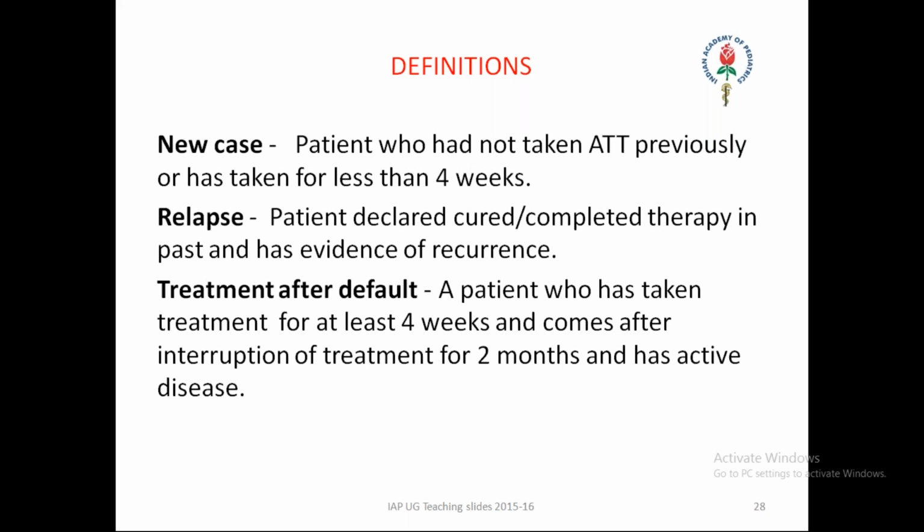Treatment after default is a patient who has taken treatment for 4 weeks and comes after interruption of treatment for 2 months and has active disease. So the patient was kept on treatment and has completed the new case period, like 4 weeks is completed. After that he interrupts and after 2 months he comes with an active disease. So interruption for at least 2 months must be present and active disease should be present.